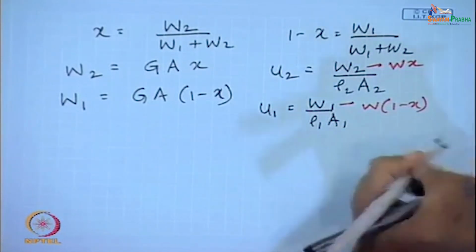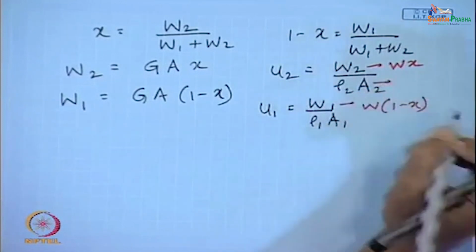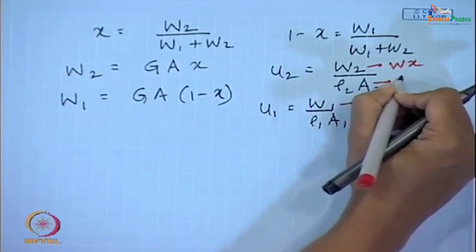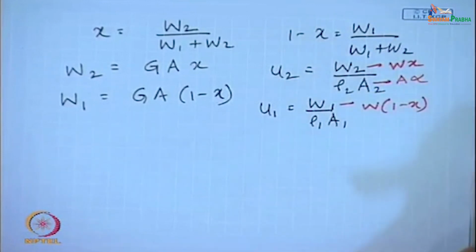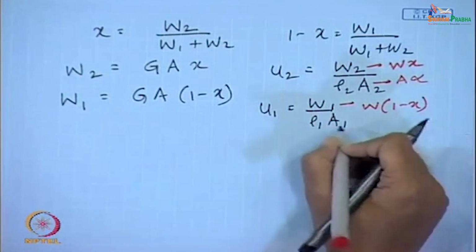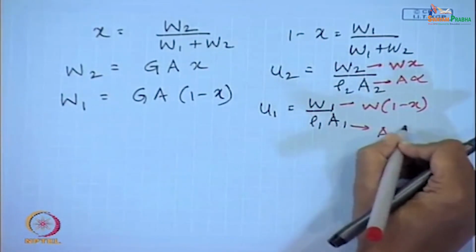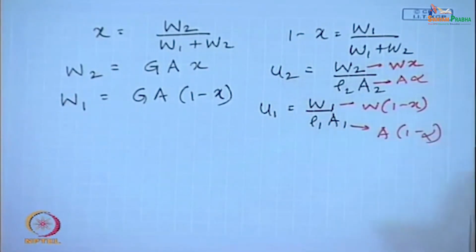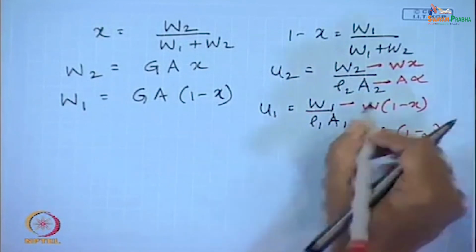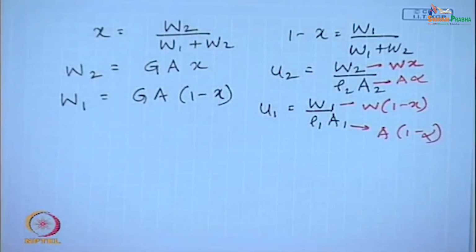Can we do this? Instead of A2, what can we write? Can we not write it down as A into alpha? Yes, we can do it. Instead of A1, can we not write down A into 1 minus alpha? So, if we make these substitutions, what do we get?